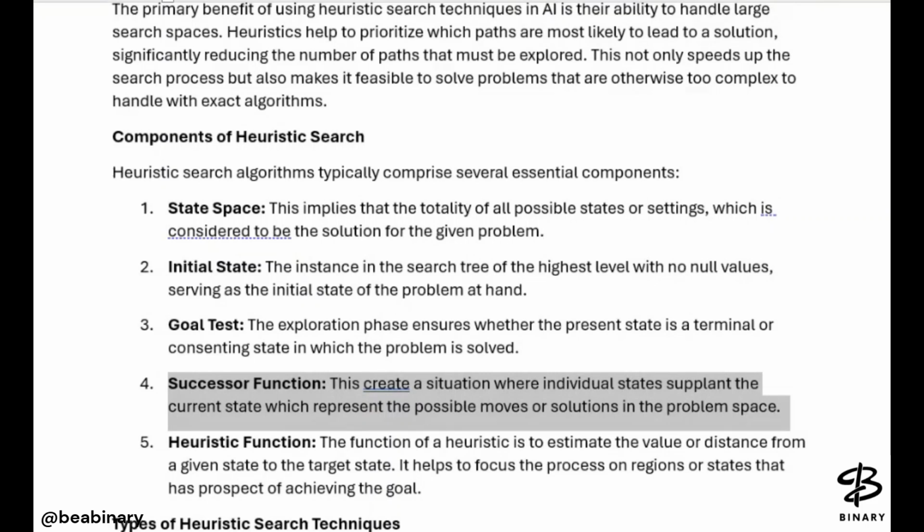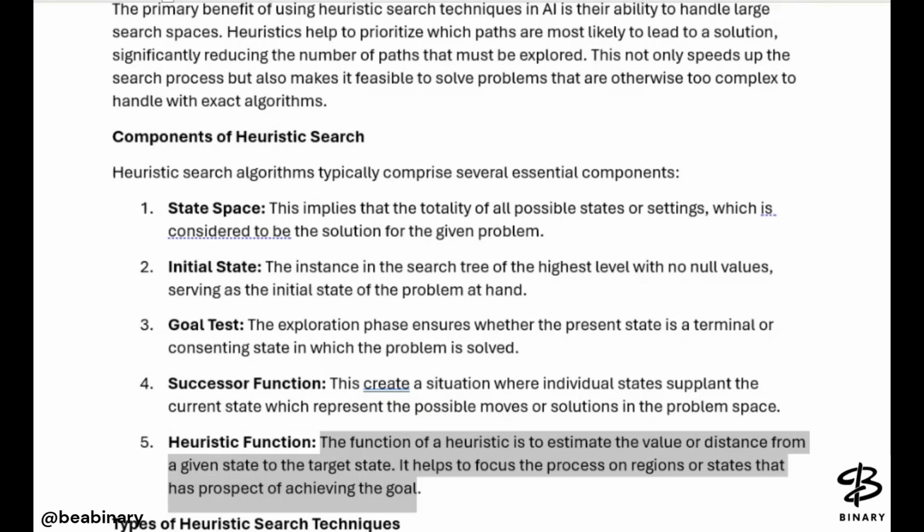Then the heuristic function, which is important here. The function of a heuristic is to estimate the heuristic value or distance from a given state to a target state, जिससे हम best possible solution ले सकें कम से कम time में. It helps us focus the process on regions or states that have the prospect of achieving the goal, which makes it possible for us to achieve our goal.